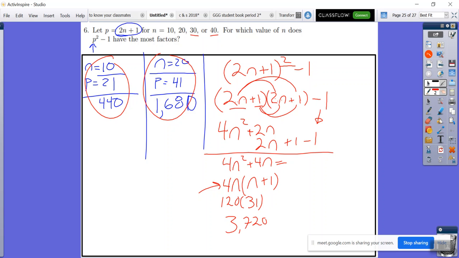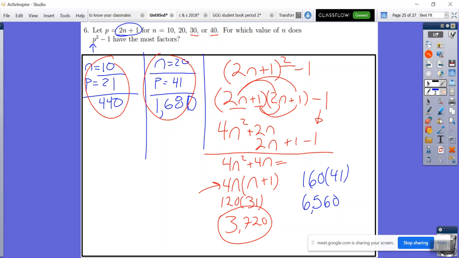Okay. Let's plug in 40. 40 times 4 is? 160. Times 41 is? 6,560.